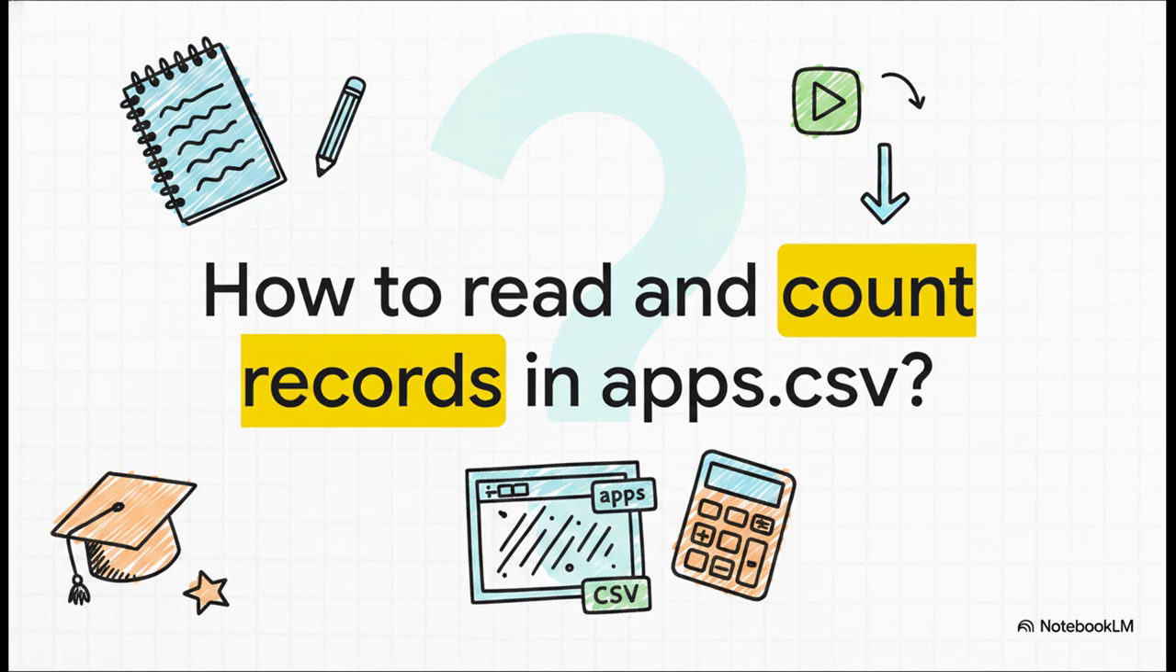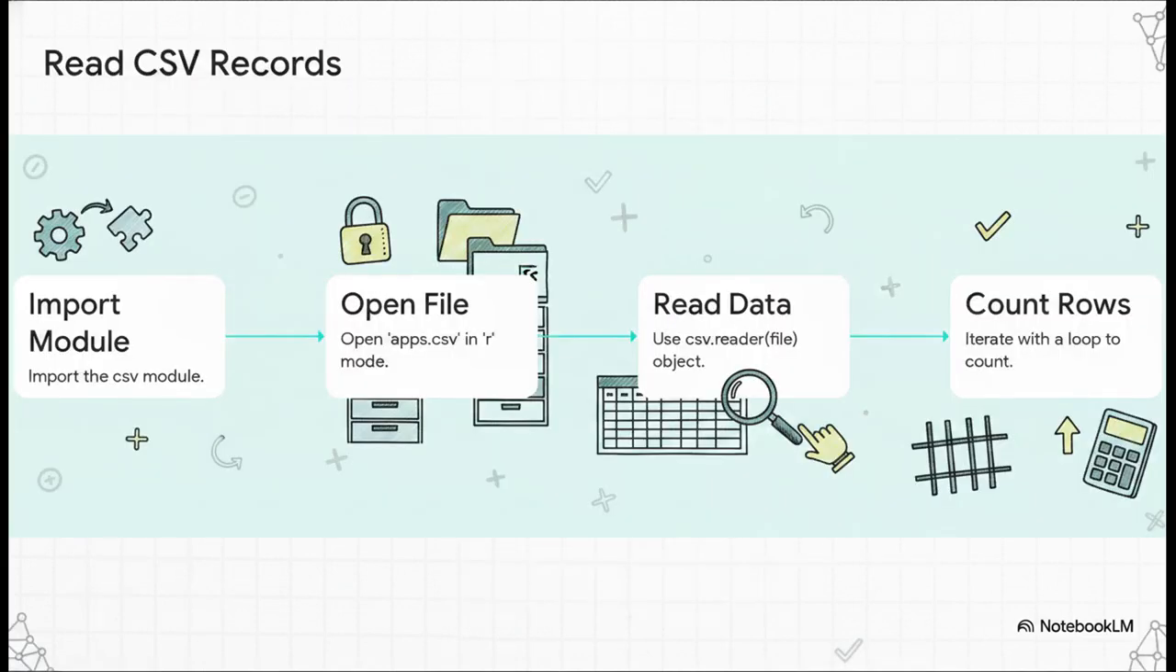So here's a classic expected 5-mark question for you. How do you write a Python function to read and count the total number of records in a file called apps.csv? You've got to be totally prepared to write this out from scratch on exam day. Let's break the algorithm down step by step, because remember, partial credit is your best friend here.